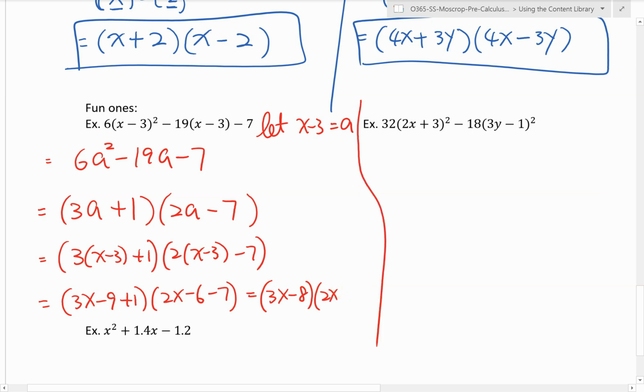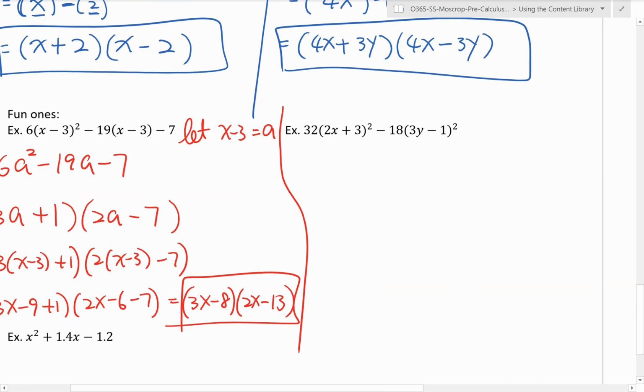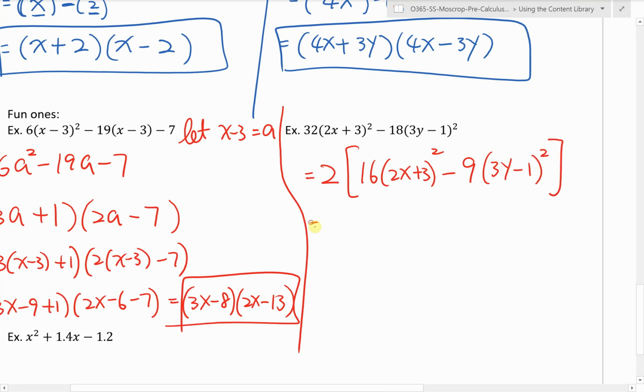Let me just get a little bit more room here. There you go. Okay, next one. This one is a difference of squares. I don't know if you can tell. You might think, okay, but that's 32 and that's 18. They are not perfect squares. Well, again, that's why you factor out the common factor first. You can factor out the 2. You get 16 times 2x plus 3 squared minus 9 times 3y minus 1 squared. You can rewrite this as a perfect square.